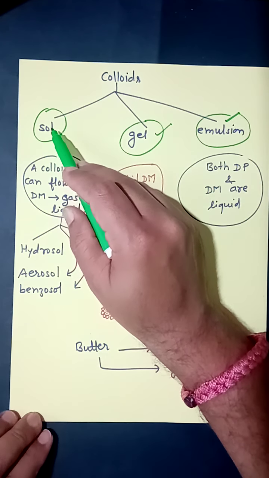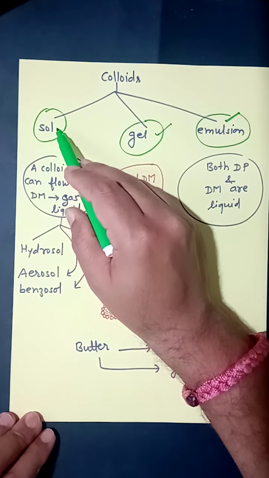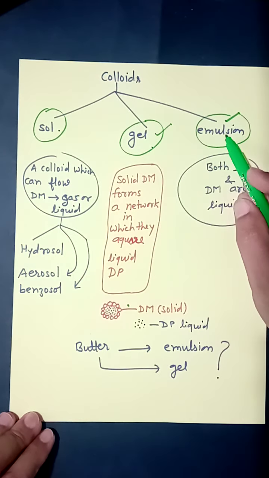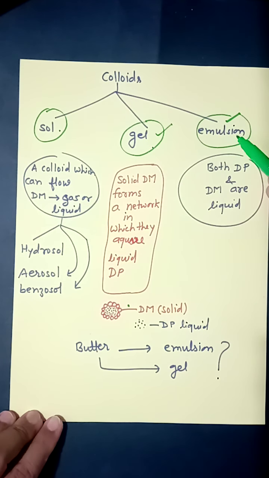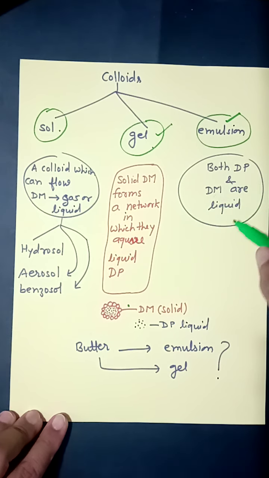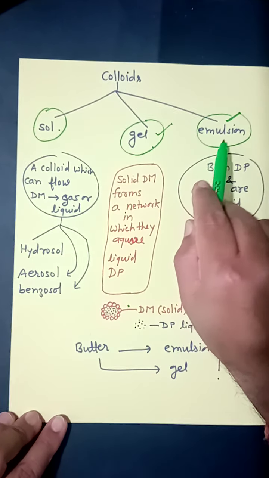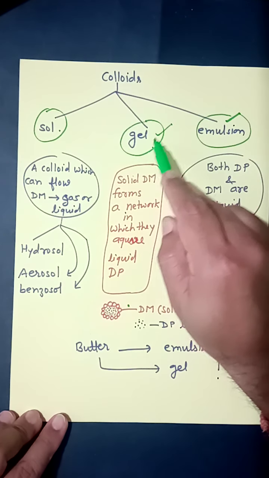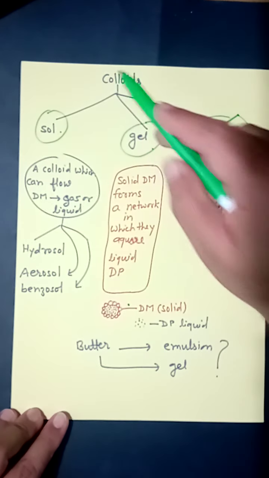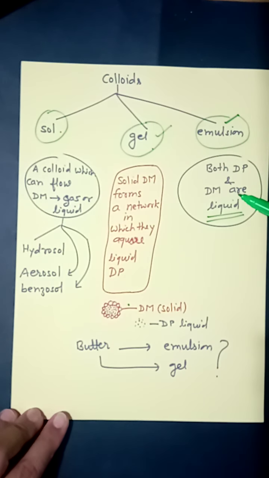What is the meaning of this sol? So we will learn here what is the meaning of sol, what is the meaning of gel, and what is the meaning of emulsion. I am starting with emulsion because it is the easiest term to remember. Whenever disperse phase and dispersion medium both are in liquid state, then we consider the colloid as emulsion. You can't ask what is the difference between colloid and emulsion, because emulsion is one of the types of colloid, gel is one of the types of colloid, sol is one of the types of colloid. Emulsion, when the physical state of both disperse phase and dispersion medium is the same.